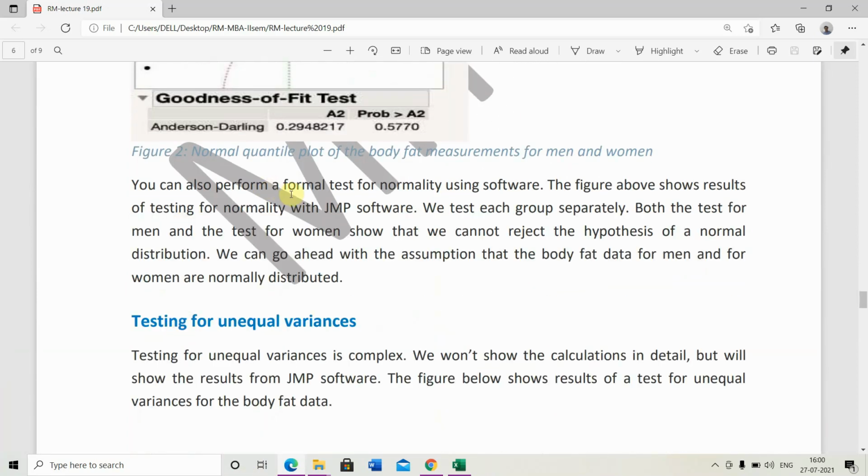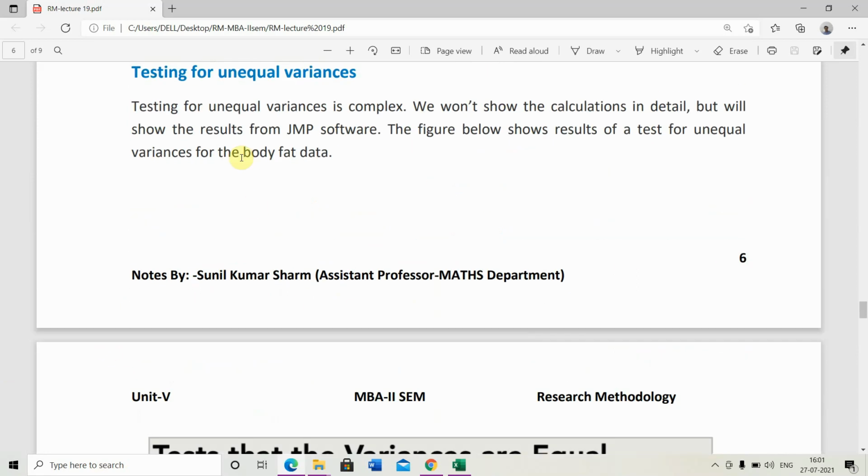You can also perform a formal test for normality using software. The figure above shows the results of testing for normality with JMP software. We test each group separately. Both the test for men and the test for women show that we cannot reject the hypothesis of a normal distribution. We can go ahead with the assumption that the body fat data for men and for women are normally distributed.